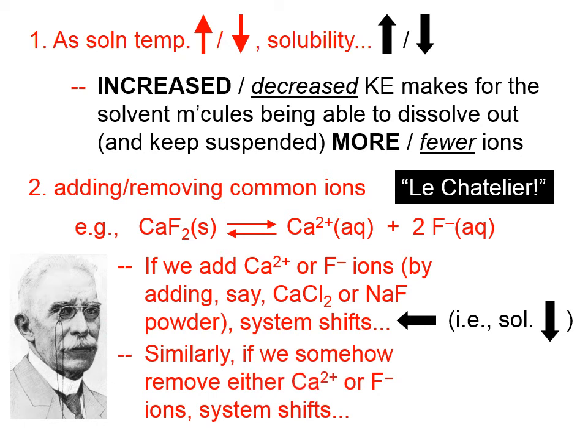Similarly, if we somehow were able to remove calcium ions or fluoride ions, again, Le Chatelier would tell us what to do. He would say that we're going to shift to the right, and if we shift to the right, that means the solubility of this calcium fluoride has increased.